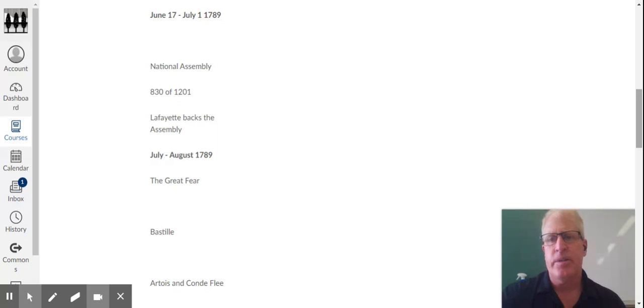You'll see the numbers there up on the screen. 830 of the 1,201 original representatives at the Estates General stayed on in the National Assembly. So it was a smaller body of people, about 400 people, 371 people went home, and 830 people stayed at Versailles to continue to, number one, run the country, and number two, create a new constitution by which France was going to run in the future.